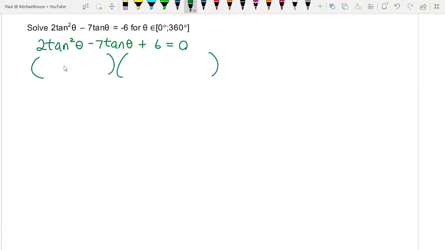It factorizes to 2 tan theta and tan theta, plus 3 and plus 2. In fact, minus 3 and minus 2. So we're going to get minus 3 tan theta minus 4 tan theta, and there we have it.